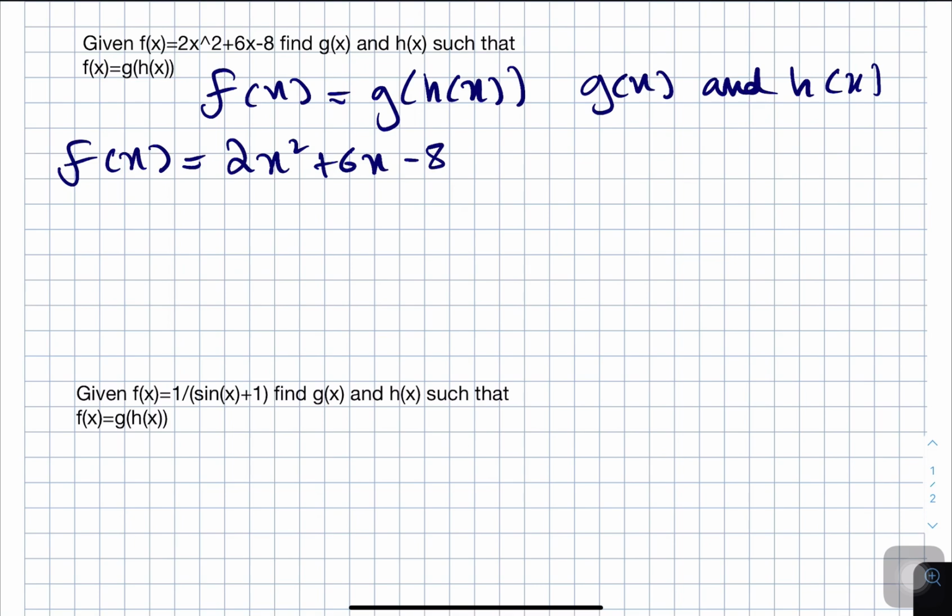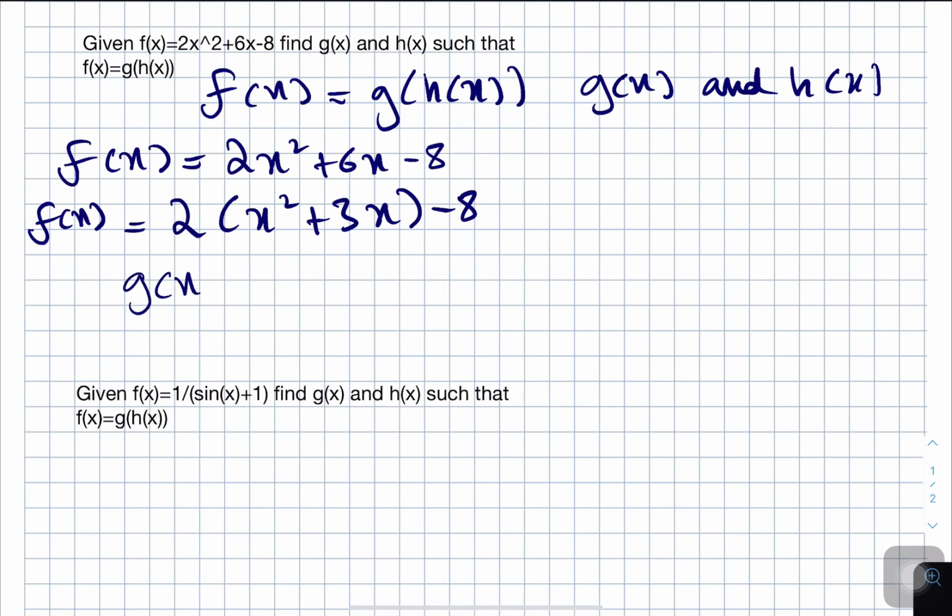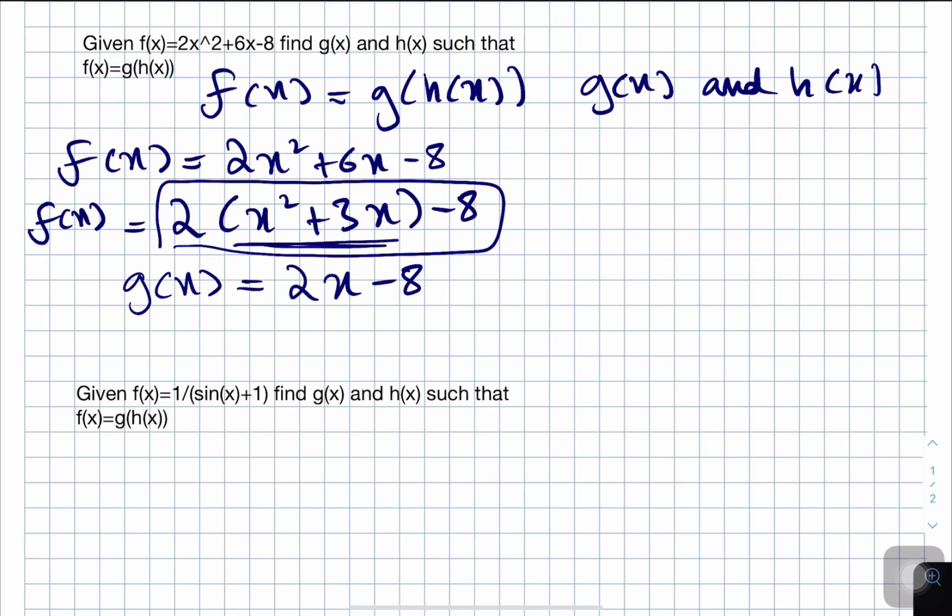The first thing I can think of is, let's take 2 out. Let's take 2 as a common factor. We get 2 times x squared plus 3x minus 8 is equal to f of x. Now, hopefully you can see this too, but I feel like I can make a function out of this, and I can make g of x equal to 2x minus 8. So basically we can write this thing and substitute this part as x.